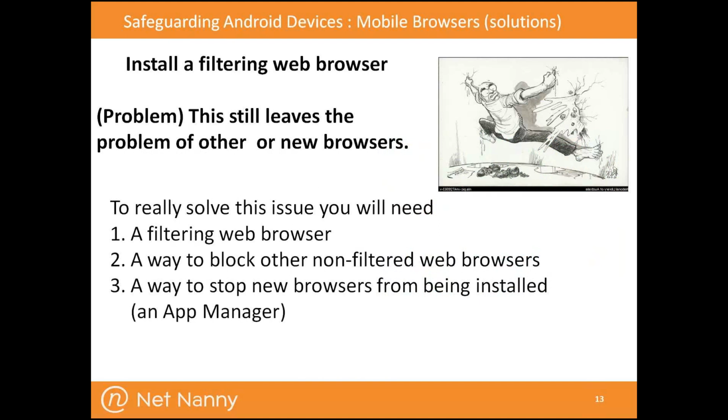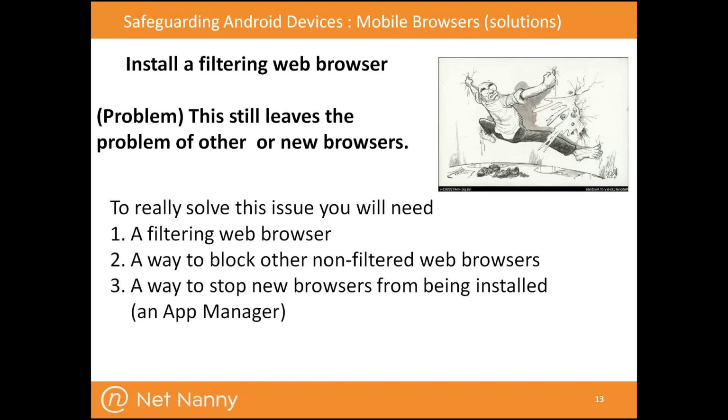Simplest solution for mobile browsers is to install a filtering web browser. There are several of these available. You can get them on the Google Marketplace. You can get them from Amazon. But there's a downside with a filtering web browser, and that is that all the other browsers on the device are still not protected. So if I ran out and got a mobile browser that does content filtering, there's nothing to prevent one of my kids from just using another browser.